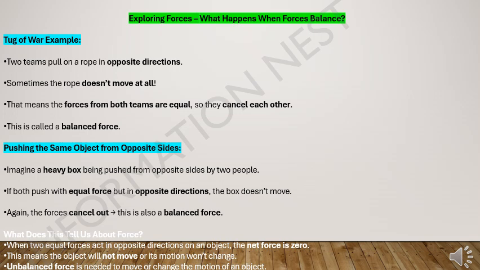Now, imagine two people pushing a heavy box from opposite sides. If both push with equal force, again the box doesn't move. This is another example of balanced forces. So, what does this tell us? When equal forces act in opposite directions, the net force becomes zero. That means there is no change in motion.